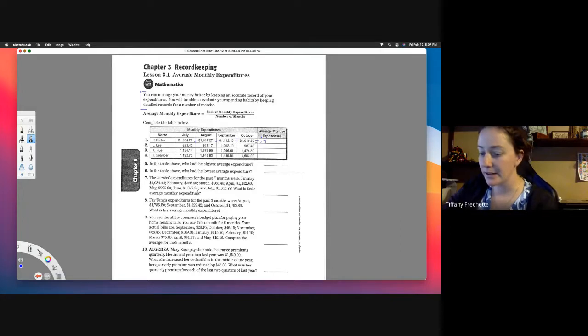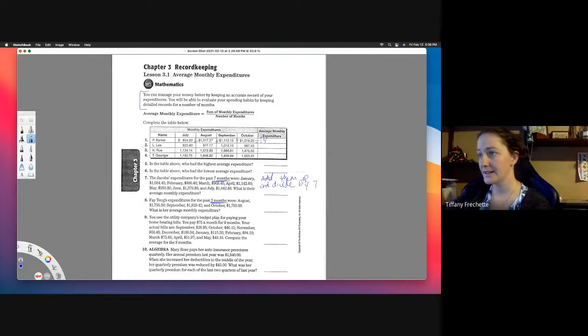The next one here, actually the next couple, really no big deal on the calculations here. So Jacob's expenditures for the past 7 months were, and then it lists all of the expenditures. So you're simply just going to add them up and divide by 7. I got 7 because it told me 7 months. That's how many months were in there. So you're going to do the same thing on this one, but this time you're going to divide by 3. It's telling us there are 3 months.